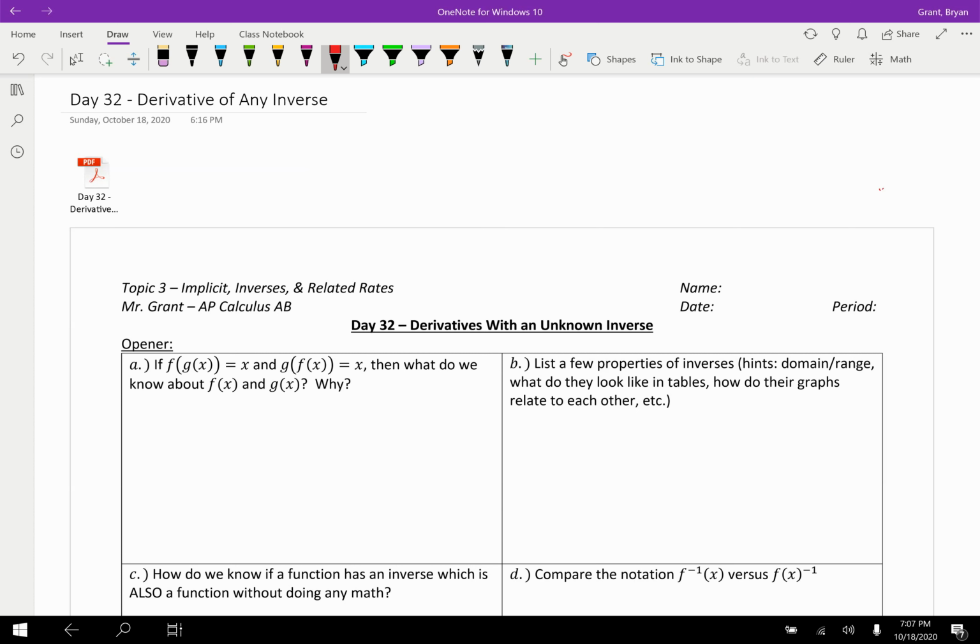Welcome back to our little mini unit on topic 3, implicit differentiation, derivatives of inverses, and related rates. We've already covered all we need to for implicit, though we'll continue to use it every day, including today. We're actually doing the second of 2 lessons on inverses today, and then we still have related rates to get to later on. So let's finish off inverses.